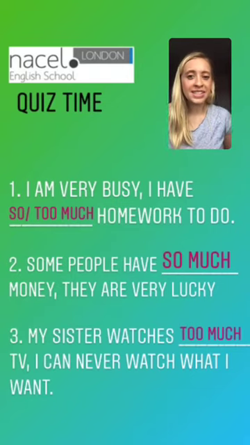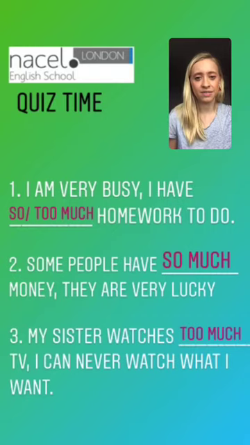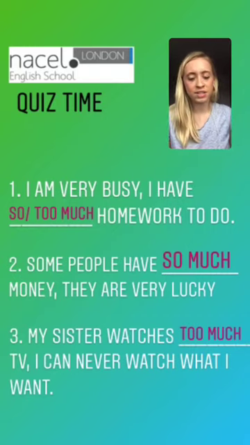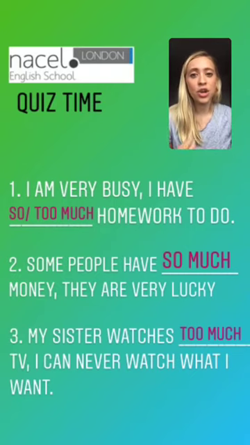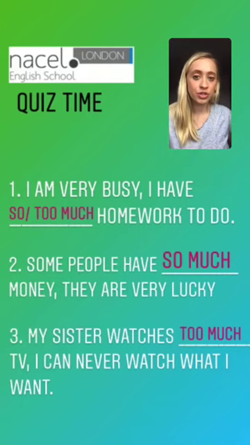Number 2, some people have so much money. They are very lucky. Okay, lucky is a positive comment, so we would use so much because this is a neutral expression. And number 3, my sister watches too much TV. I can never watch what I want to watch. Okay, it's too much. We think it is excessive. We think they should watch less TV. We are not happy about this, so we use too much because it has that negative tone to it.